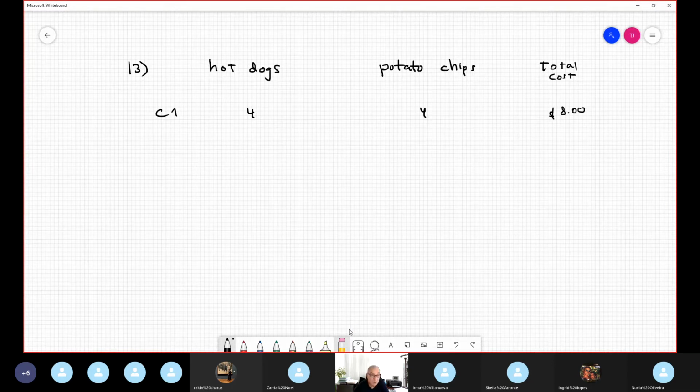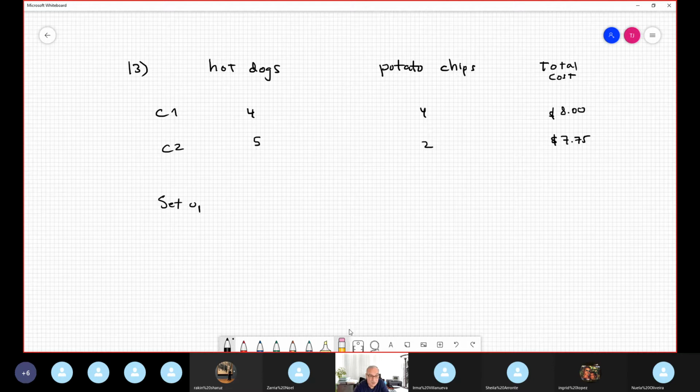Another customer, customer two, buys 5 hot dogs and 2 potato chips, and the cost was $7.75. Find the cost, or the price in this case, of each item. Okay, let me set up the equation.